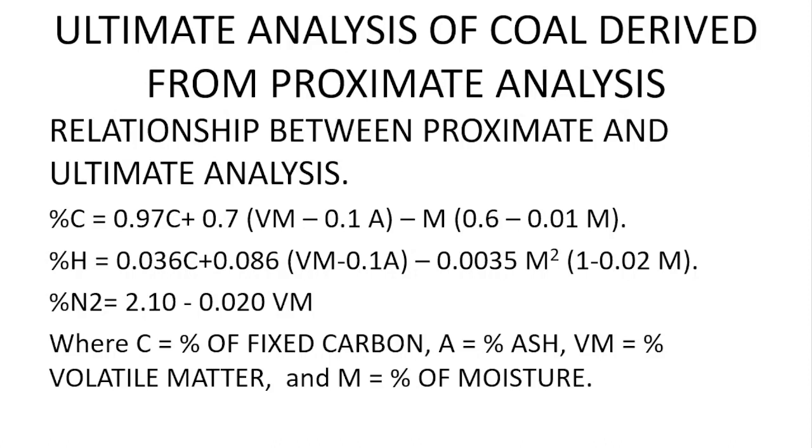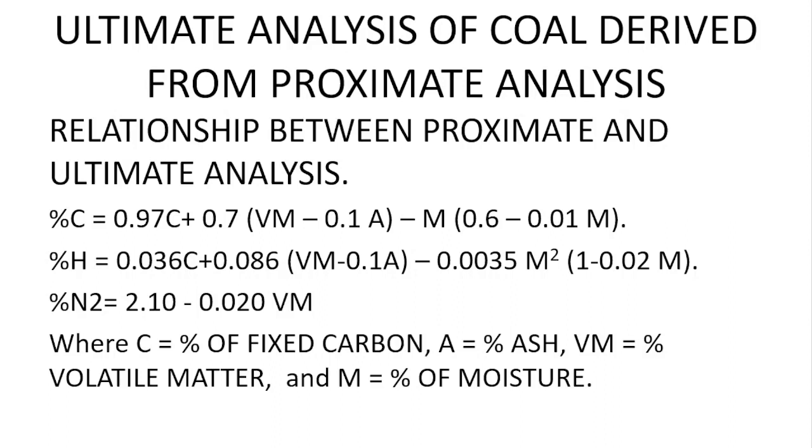The ultimate analysis of coal is derived from the proximate analysis. So the relationship between the proximate and ultimate analysis is: percentage of carbon is equal to 0.97C plus 0.7 into bracket Vm minus 0.1A bracket close, minus M into bracket 0.6 minus 0.1M. Percentage of H is as per the formula given there. Percentage of N is also calculated as per the formulas given.